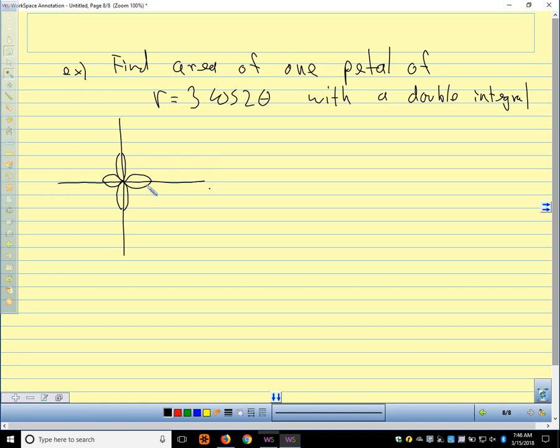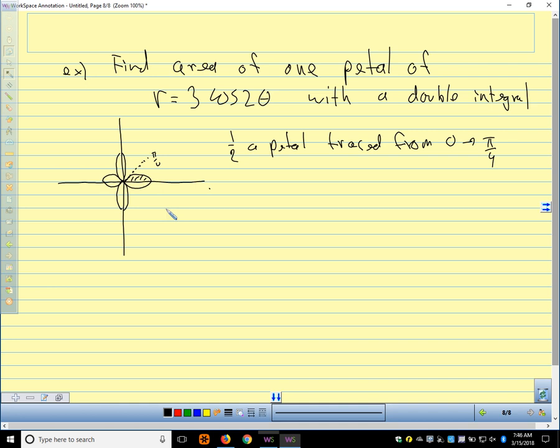I'll tell you, you would either need to be given some information or be able to graph it. I'm going to tell you that half a petal is traced from 0 to pi over 4. You can use tools to graph it. So we get this half of the petal between 0 and pi over 4.